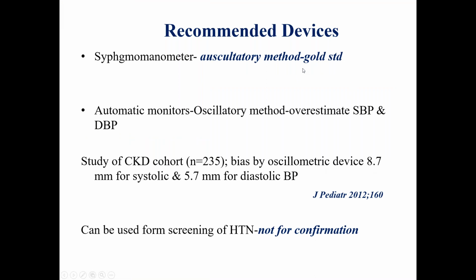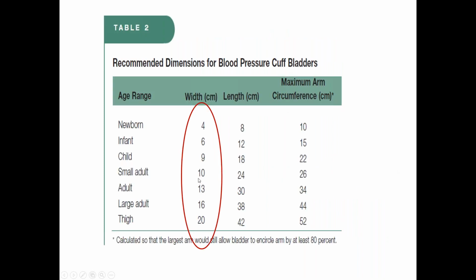So the recommended devices to diagnose hypertension are that for confirming the diagnosis, you should always use the auscultatory method. But automatic monitors are very easy to use, especially during the pandemic. We have seen that most of the things that we have used in the patients are automatic. While they tend to overestimate systolic and diastolic BP, they are very good for screening for hypertension. So they can be easily used in an OPD or the ward for at least measuring the first BP. If you find that it is high, then you can confirm it by using an auscultatory sphygmomanometer.